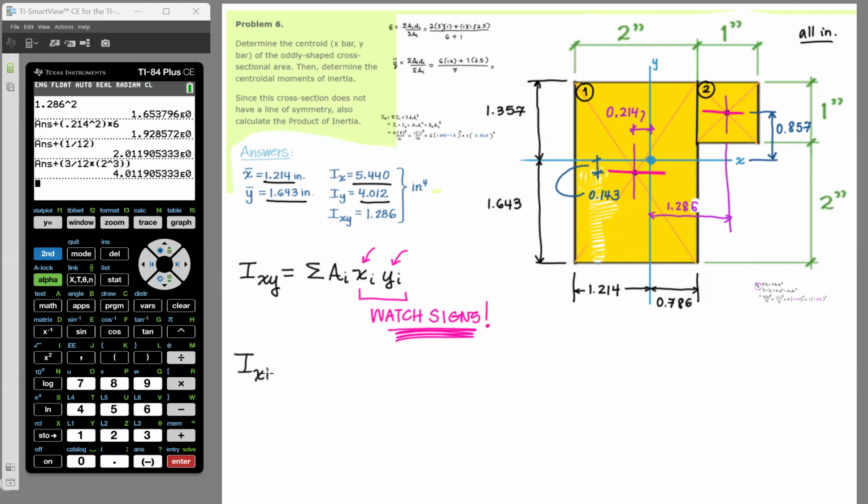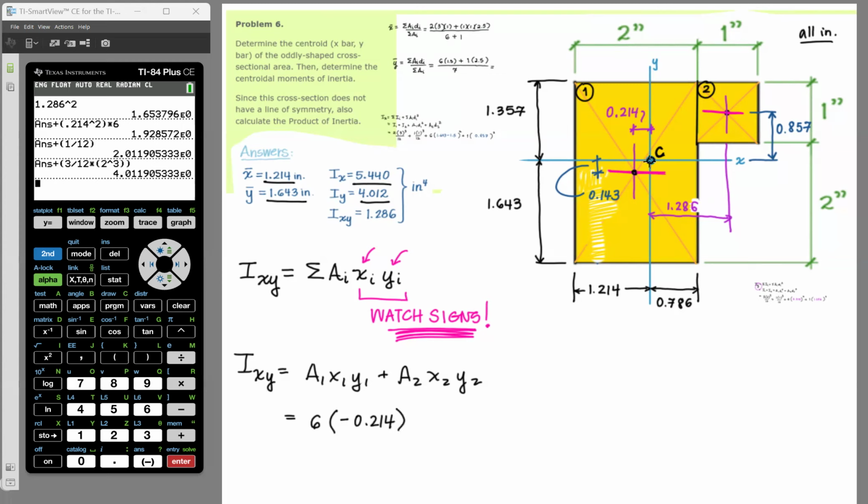All right, let's go ahead and do it. IXY equals A1 X1 Y1 plus A2 X2 Y2. Area 1 is 2 times 3 of 6. X1. To go from my overall centroid right there to the center of shape 1, I have to go negative 0.214 inches.